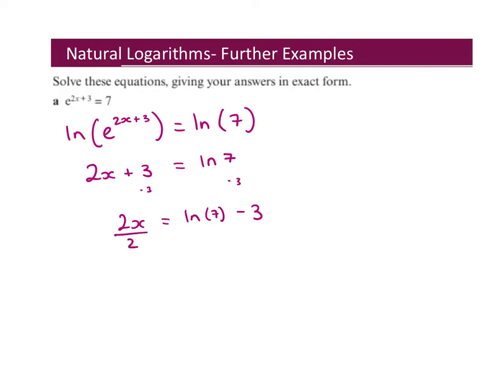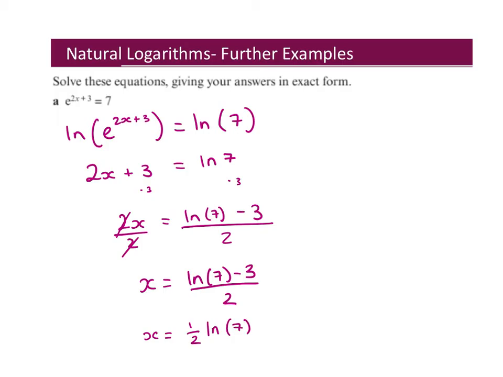And then I'm going to divide both sides by 2. So x equals ln 7 minus 3, all of that over 2. Okay? I can change this up a bit. Over 2 means half. I'm going to split it up. So I'm going to have half ln 7 minus 3 divided by a half. No, it's not. It's 3 multiplied by half. 3 over 2. Okay? I prefer to leave it like this.